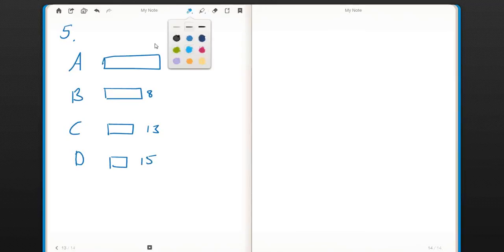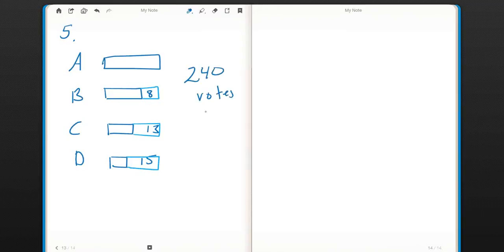So what we're actually saying, of course, is that if I made these equal, I would have to add 8, 13, and 15 votes onto each of those candidates. And we know that there were 240 votes cast.